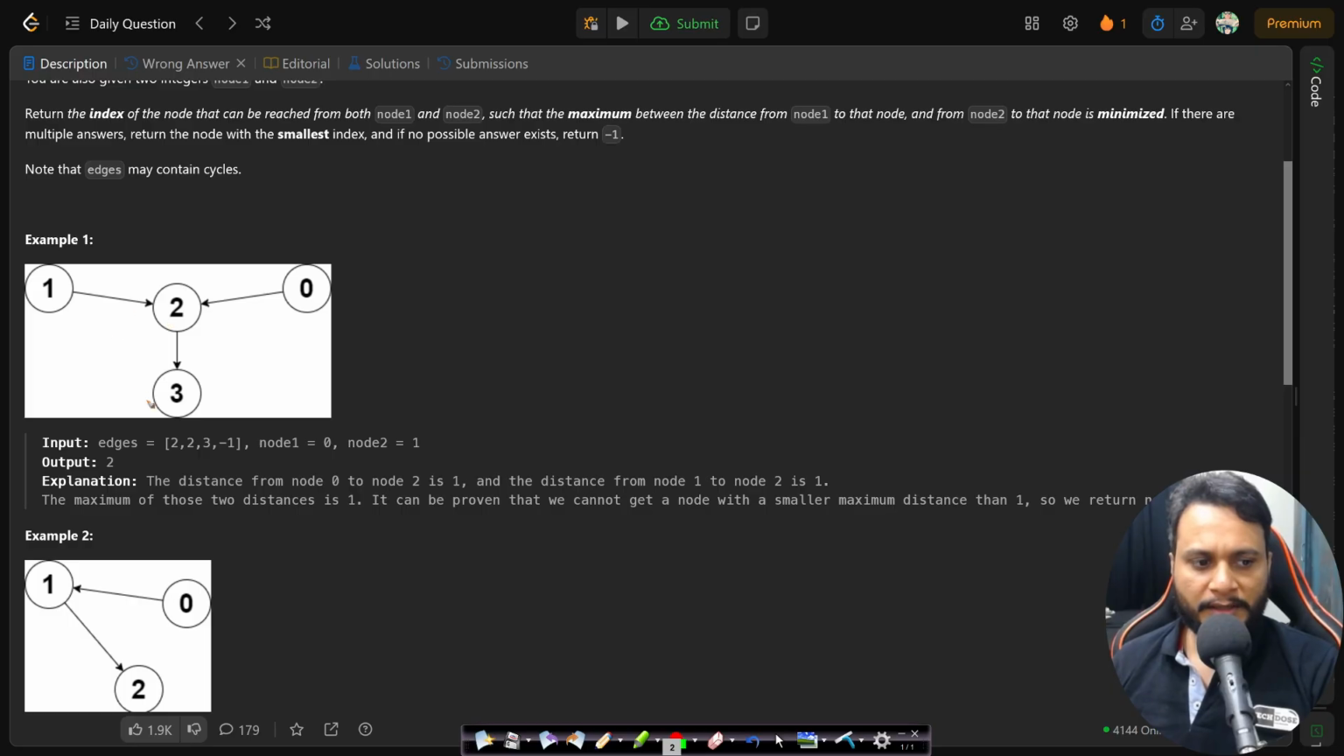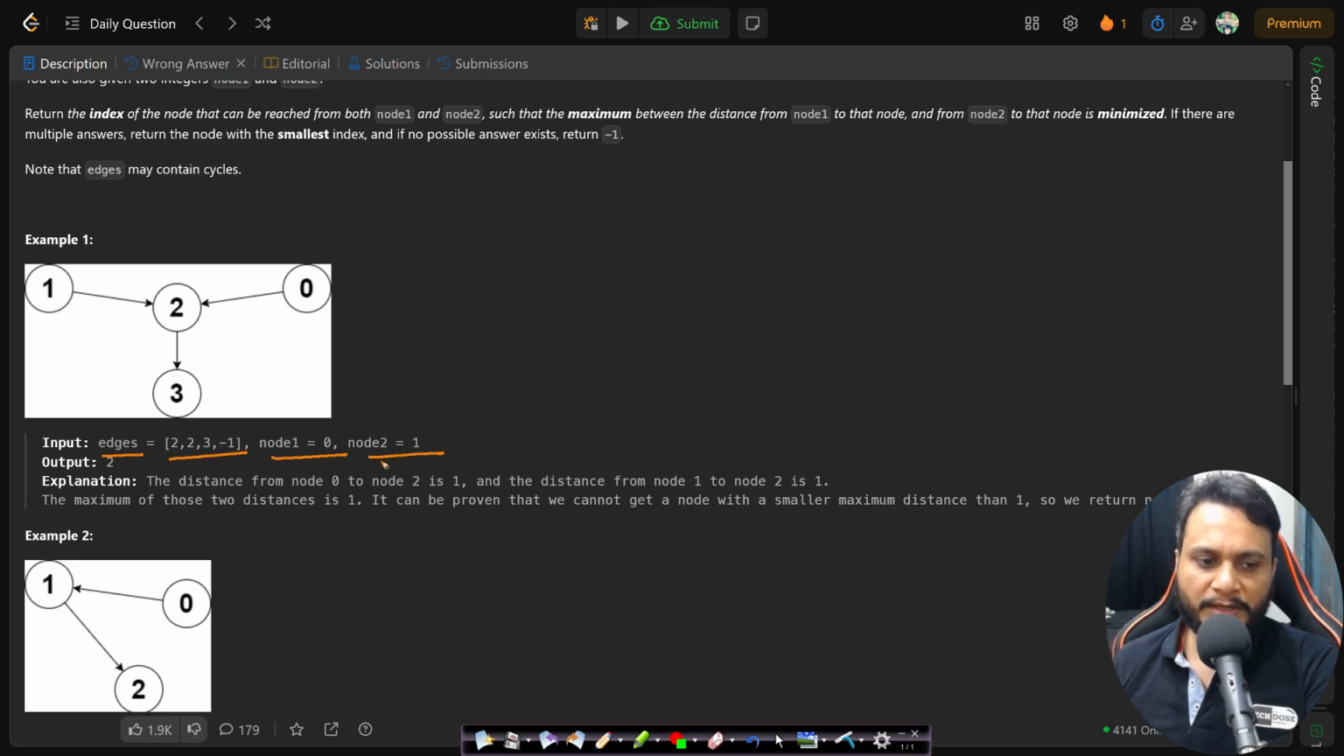So if you look here, this is your adjacency list. Here you will find indices 0, 1, 2, 3. And this graph is represented like there will be a directed edge from 0 to 2, from 1 to 2, then 2 to 3, and 3 to -1, which means there is no outgoing edge from 3. This is how the representation is given. So we already have the adjacency list. We don't need to make it.